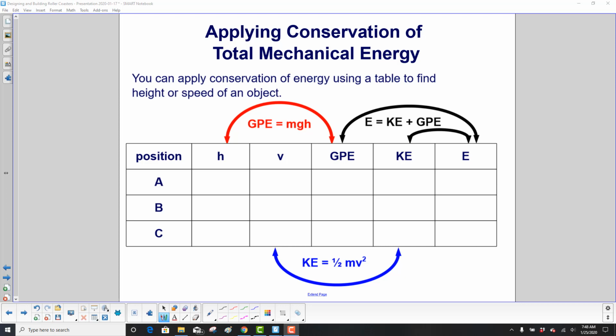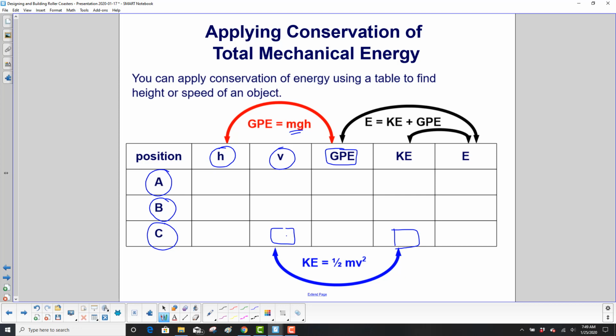You can apply conservation of energy using a table to find the height or speed of an object. So let's say you have an object that can be in three different positions, A, B, and C. You can calculate the GPE by knowing H and multiplying it by mg, and that gives you your gravitational potential energy. You can calculate kinetic energy down here by knowing the velocity and also the mass of the object, and then you take that velocity, mass, and the factor 1/2, and you have your kinetic energy.